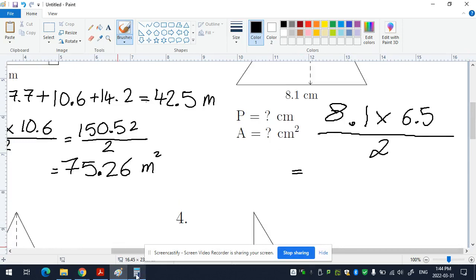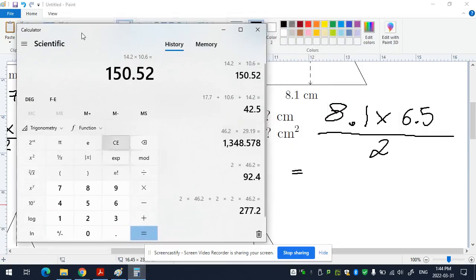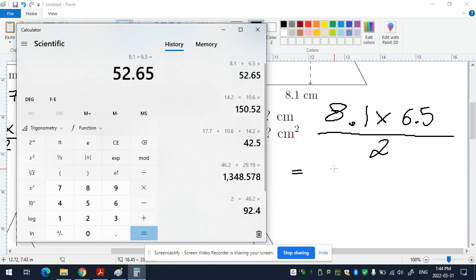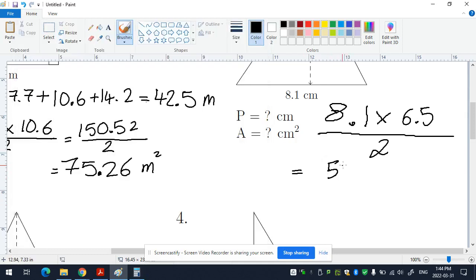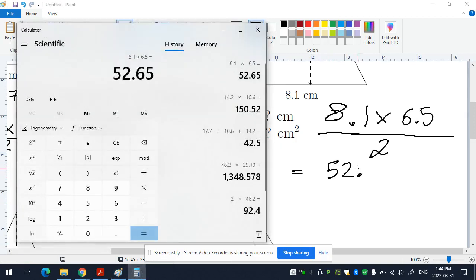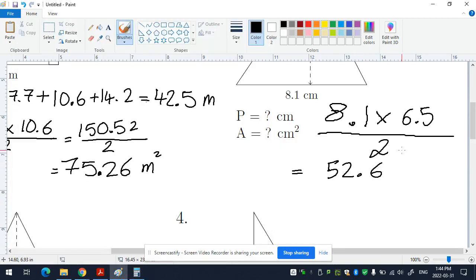No, hold on. I think it should be bigger, because I know 8 times 6 is at least 48. You divide by 2 at the end, but you need to do the top part first. So 52.65. Again, one thing about doing math for so long is that even if you don't know the exact answer, at least you can tell if an answer that someone says or the calculator gives is even logical or not.